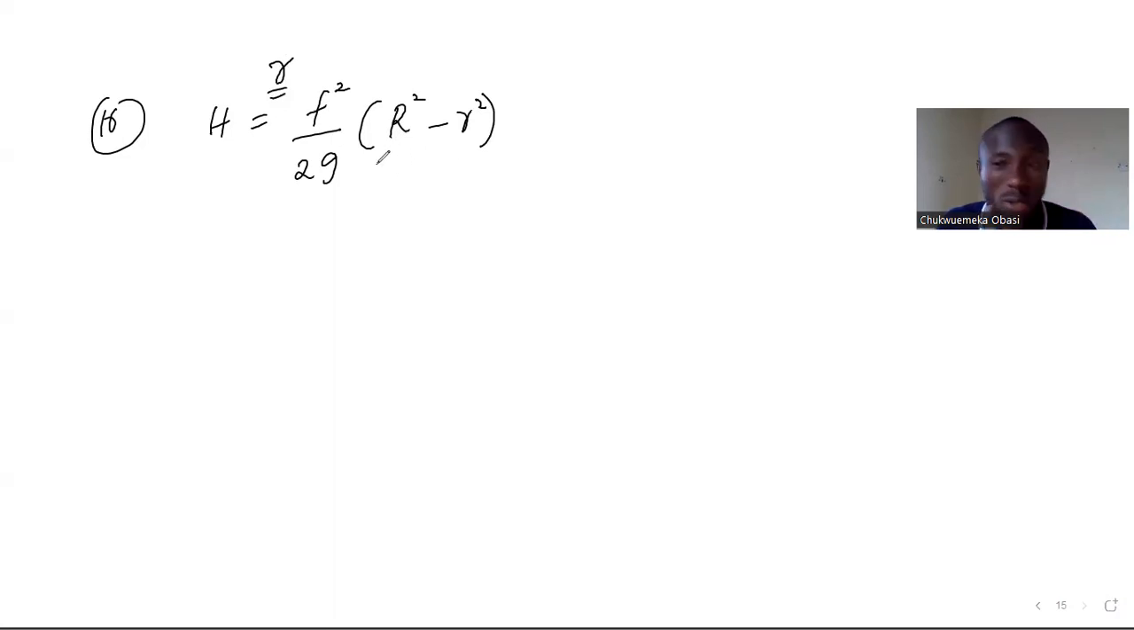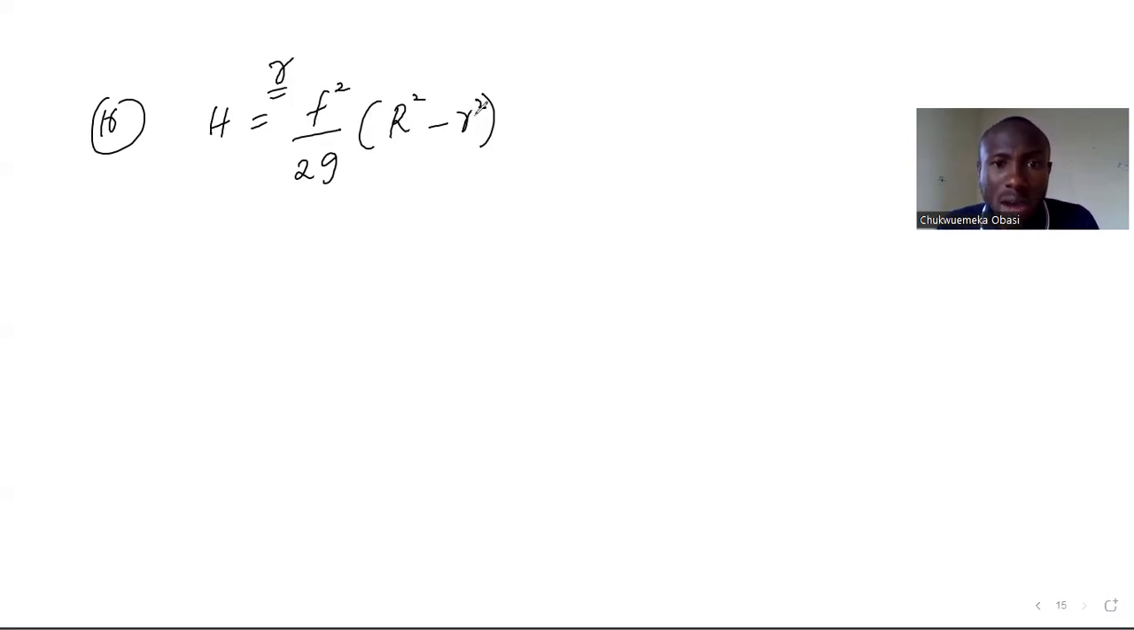Most of these questions, I've not solved them before, but I definitely know the principles of making subject of formula, and that is what I'm teaching you here. So you can solve any kind of problem on change of subject of formula. It is quite interesting and very easy to start with. All right, so let's go.